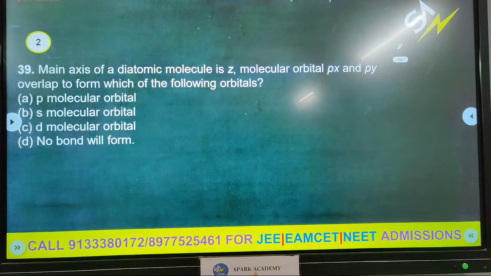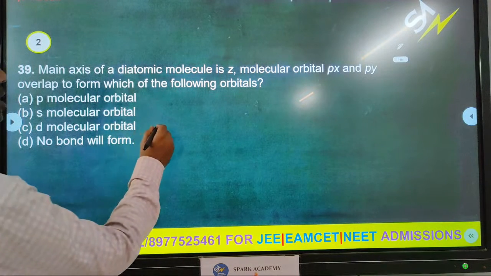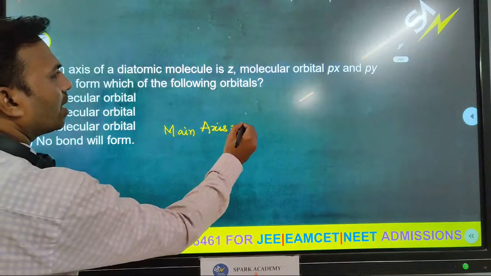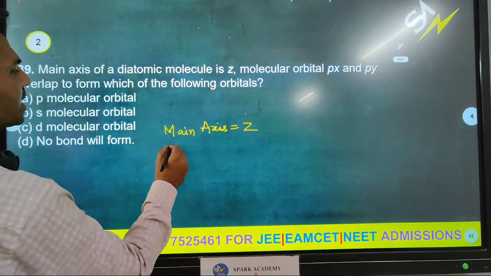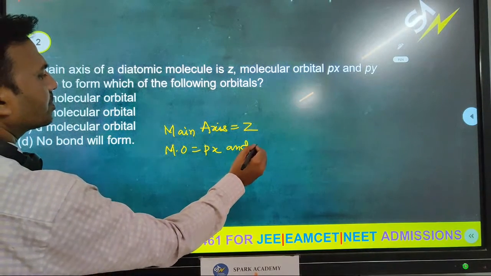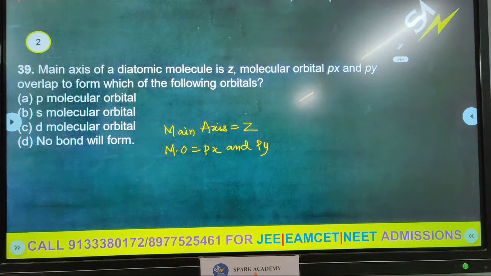Next question is: the main axis of a diatomic molecule is Z. Molecular orbitals Px and Py overlap to form which of the following orbitals? So question number 39. The main axis of the diatomic molecule is Z. Px and Py overlap to form which of the following? So which one is possible to form here?